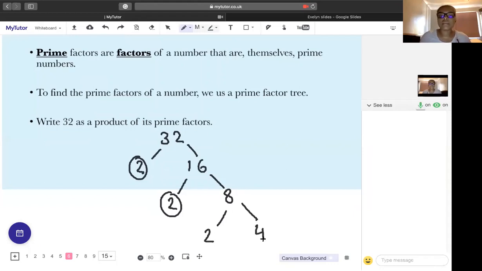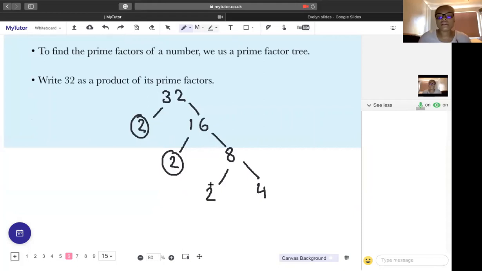2 times 4 gives us 8. So we can circle our 2 again, and then we're left with 4, and you can just write 4 as 2 times 2. So now we have 2 prime numbers at the end, so there's no more numbers that we need to split, so we finished our prime factor tree.